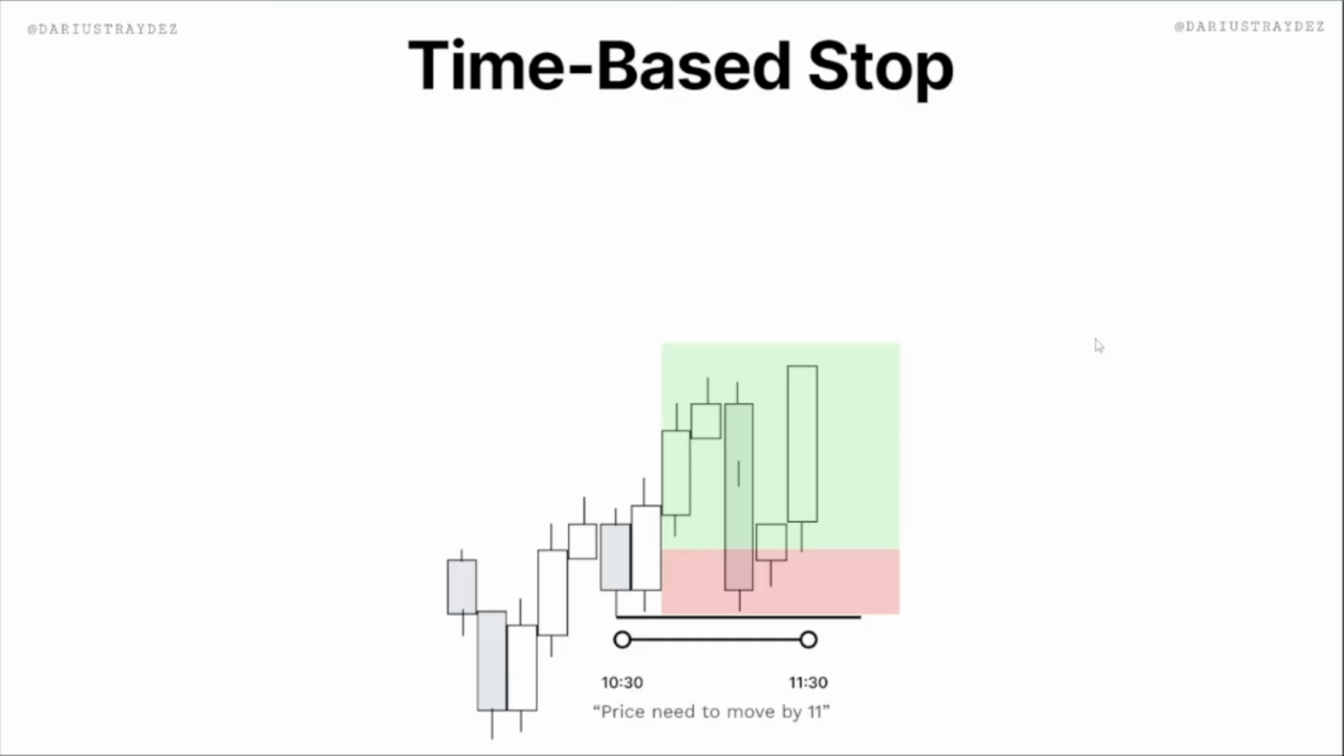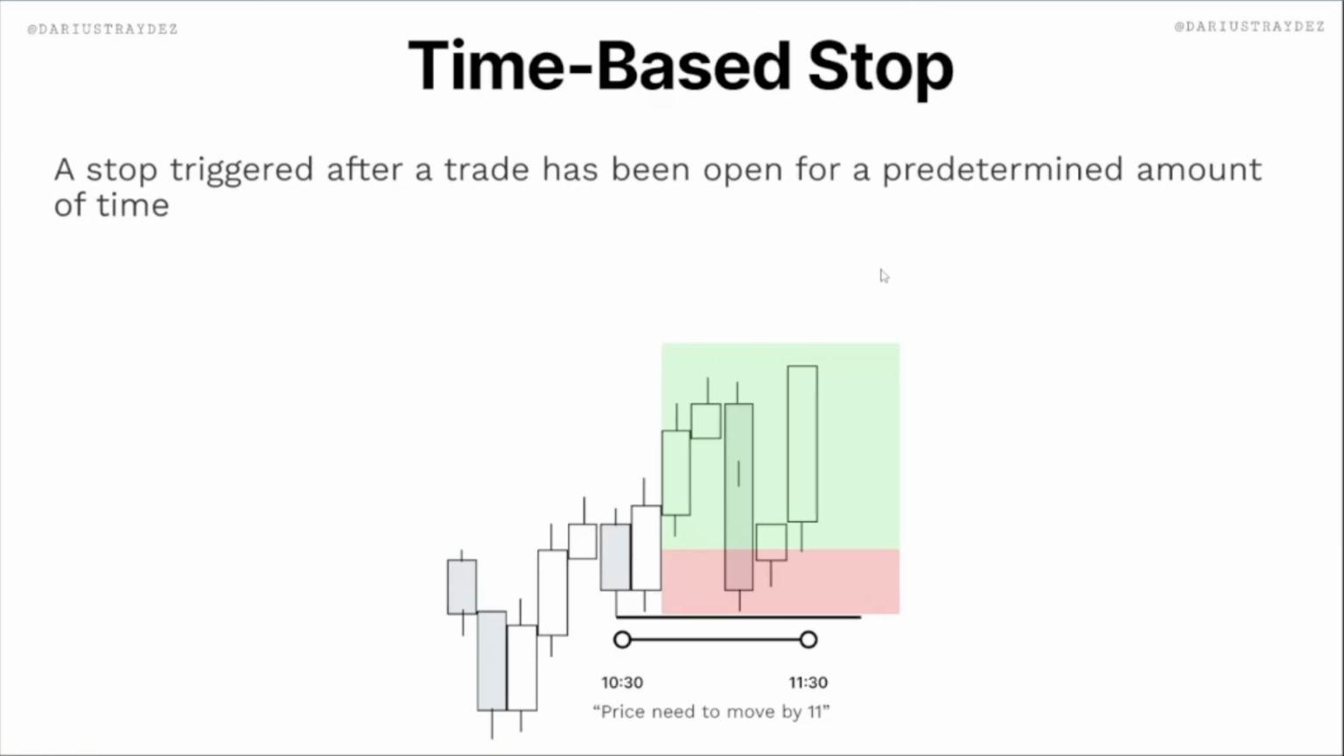Next, we have a time-based stop. And sorry, some of these diagrams are a little bad, but this is a stop where, let's say you enter a trade. This is a stop triggered after a trade has been open for a time that you allotted. So let's say you need price to move before market close. Well, if it doesn't move by market close, obviously you'll get out.